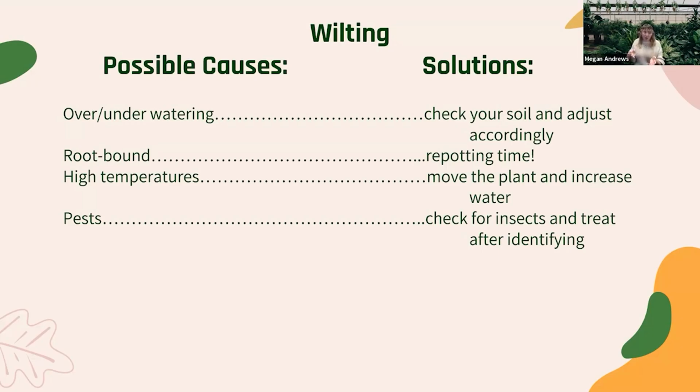Wilting can also be due to root-bound plants. Sometimes they're like, oh, I'm root-bound, there's nowhere for me to go, I'm going to be dramatic and wilt. It can be due to high temperatures. If you have high temperatures, you most likely just need to increase the amount of water. It can also be due to pests.